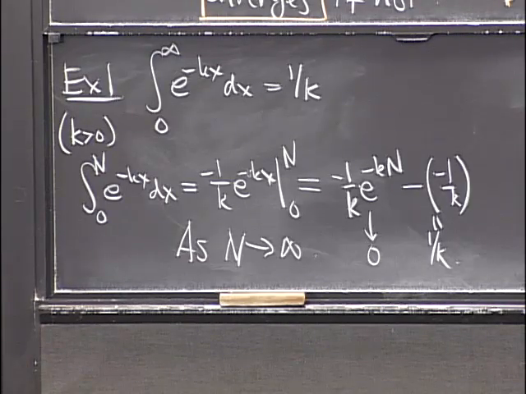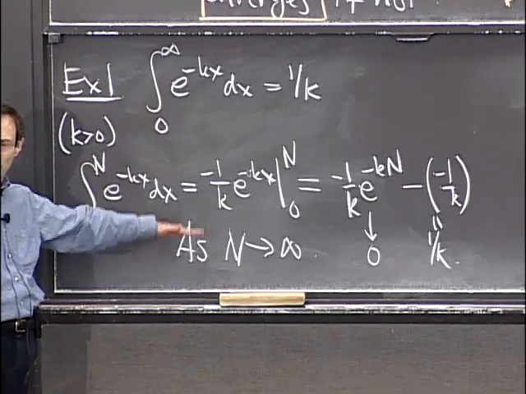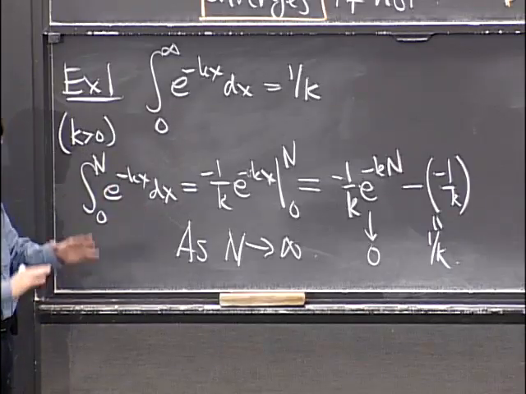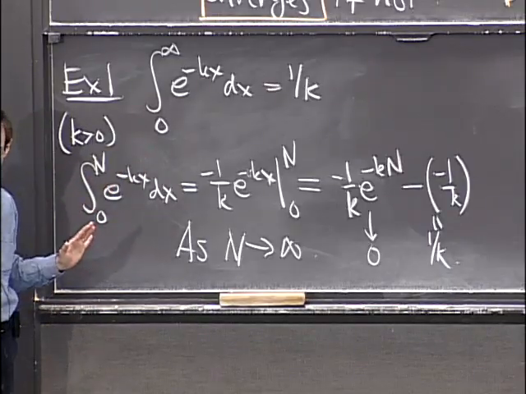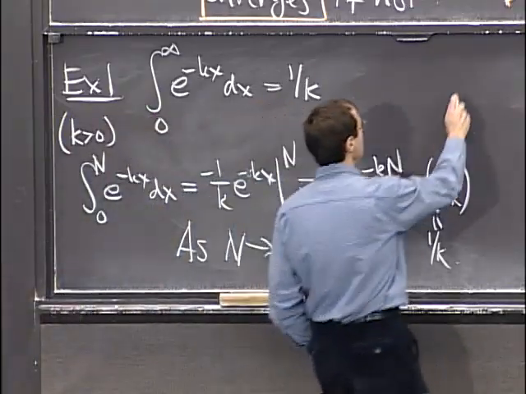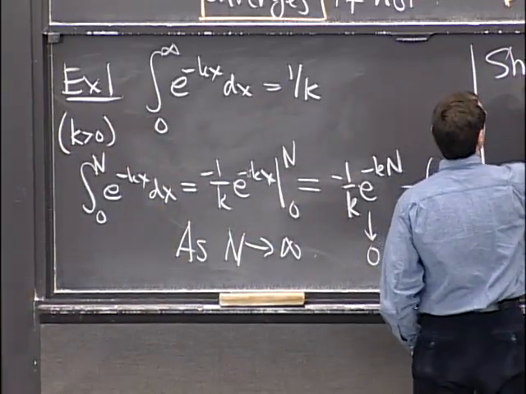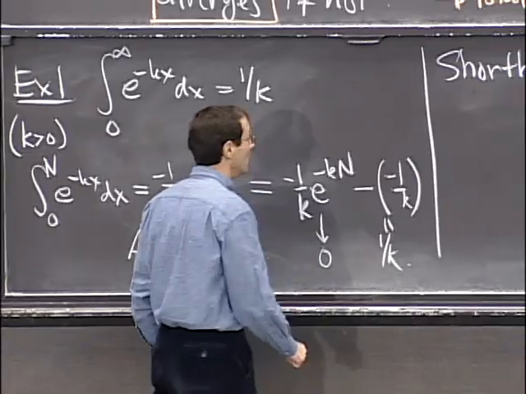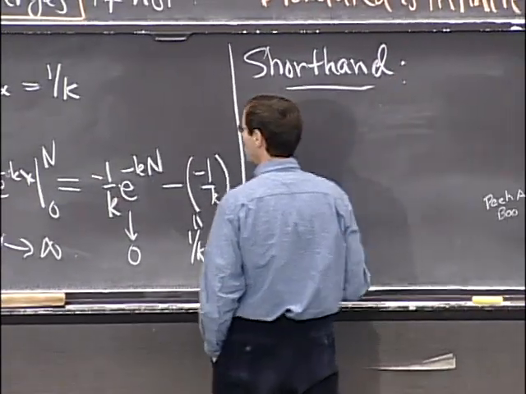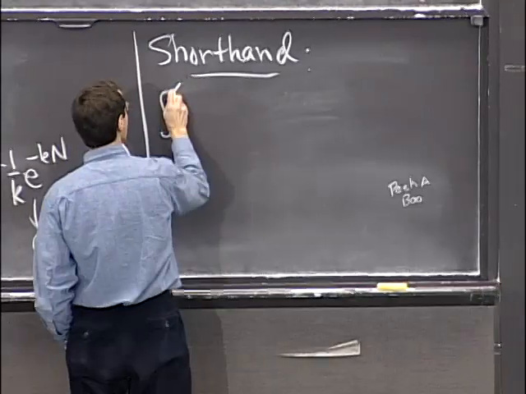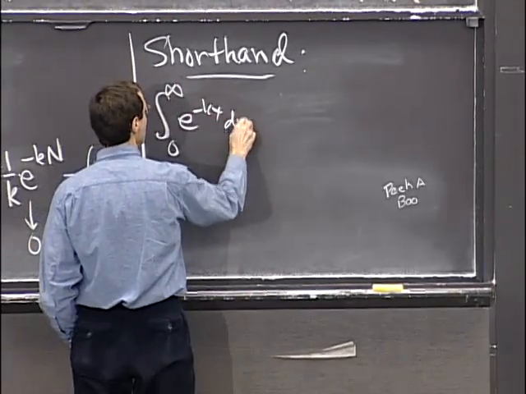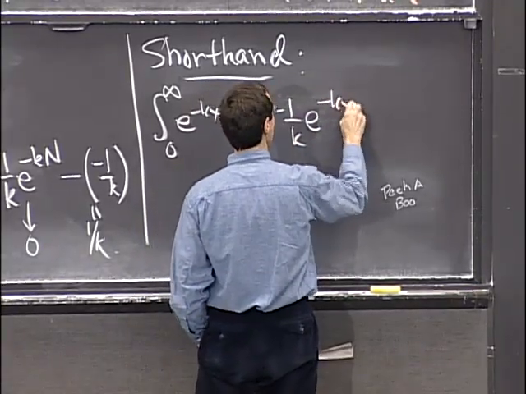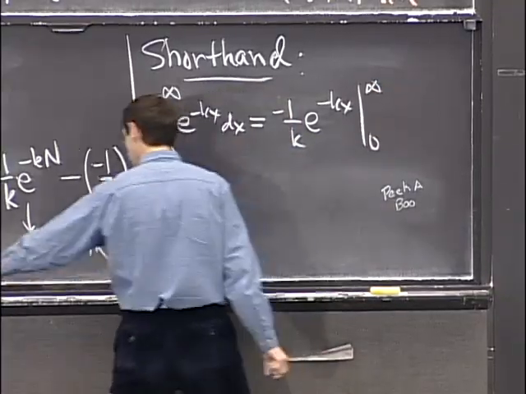Now we're going to abbreviate this a little bit. This thought process you're going to have to go through every single time you do this, but after a while you also get good enough at it that you can make it a little bit less cluttered. So let me show you a shorthand for this same calculation. Namely, I write the integral from 0 to infinity of e to the minus kx dx, and that's equal to minus 1 over k e to the minus kx, evaluated from 0 to infinity.